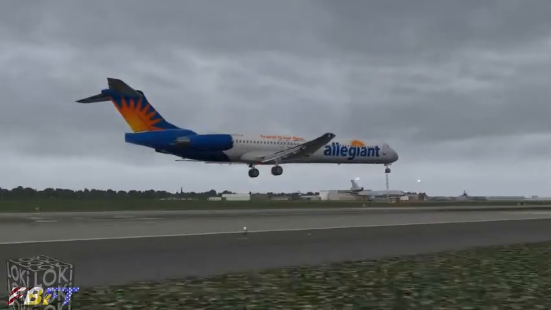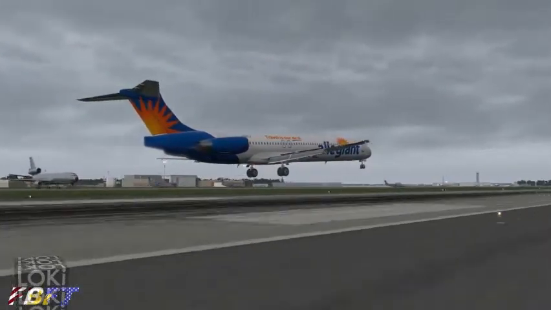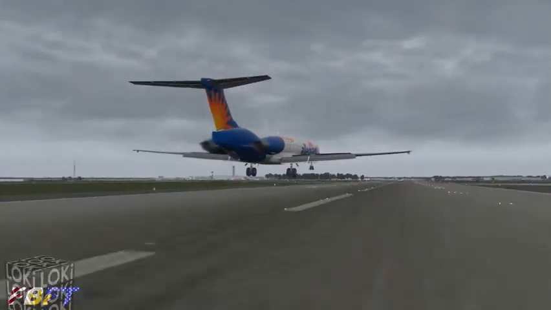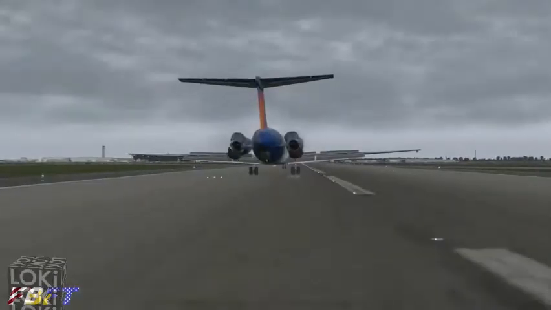Be awful. That's not a flare. That's me flying parallel to the ground. But it was a long flight, and I was lazy. So what am I gonna do? Throw out some spoilers, slam it into the ground, add some thrust reverse.